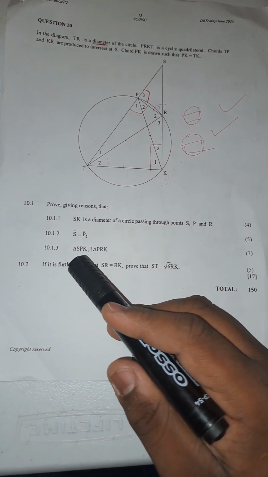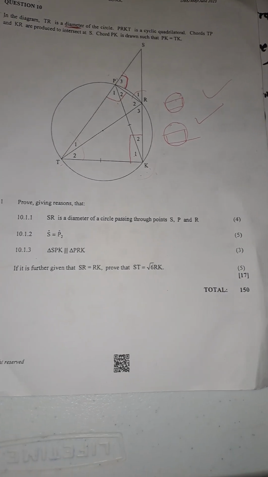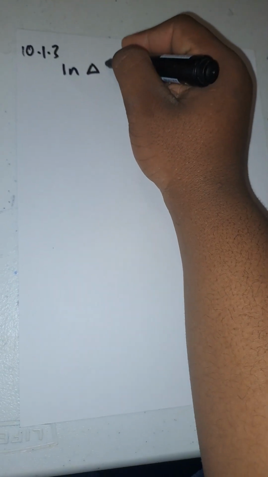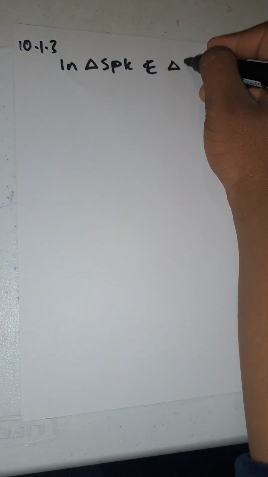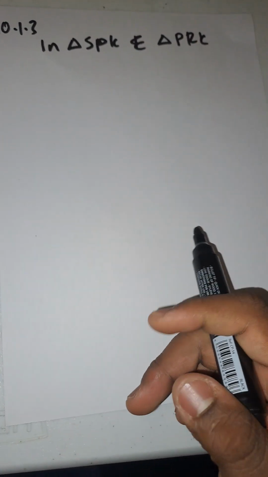10.9.3. Prove that SPK is similar to PRK. That one is very easy. I think I'm going to give it to you, but let's do it together. So for this one, you're simply going to say in triangle SPK and triangle PRK. You're going to write all your triangles going downwards like this. So you're going to simply say S and P. And then you're going to be careful there and check whatever you have.